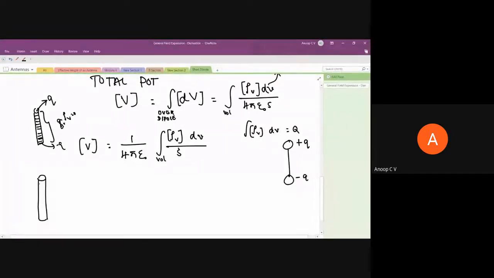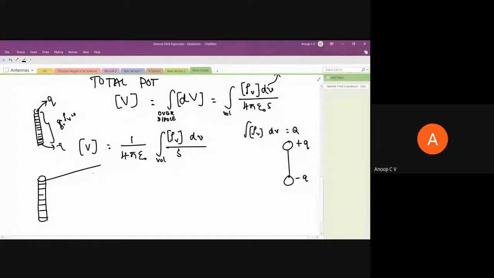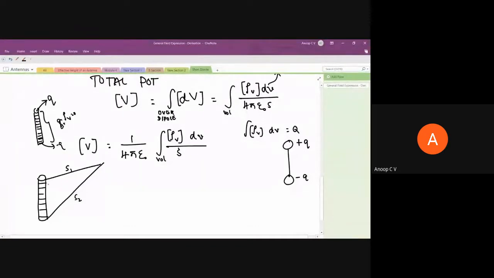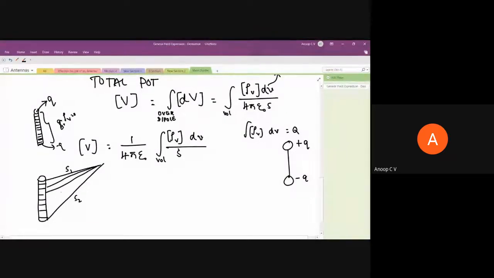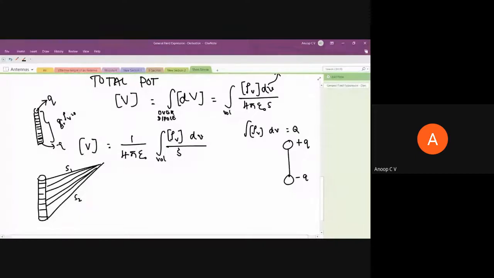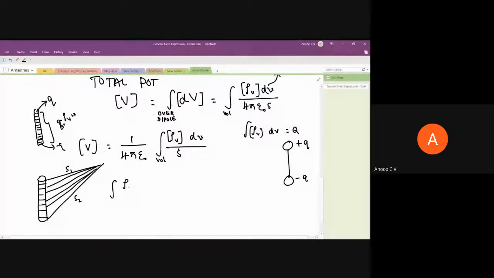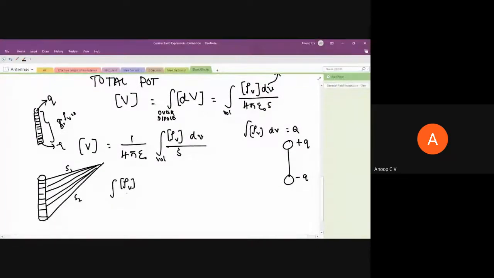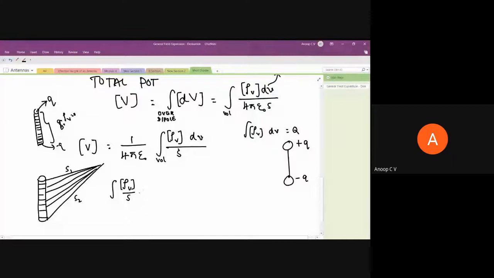You can divide it into many small segments, and say this is the point. So extreme points are S1 and S2. In between, as you move, S will change, and also rho v will change. What you have to do is integrate rho v by S over the entire volume.